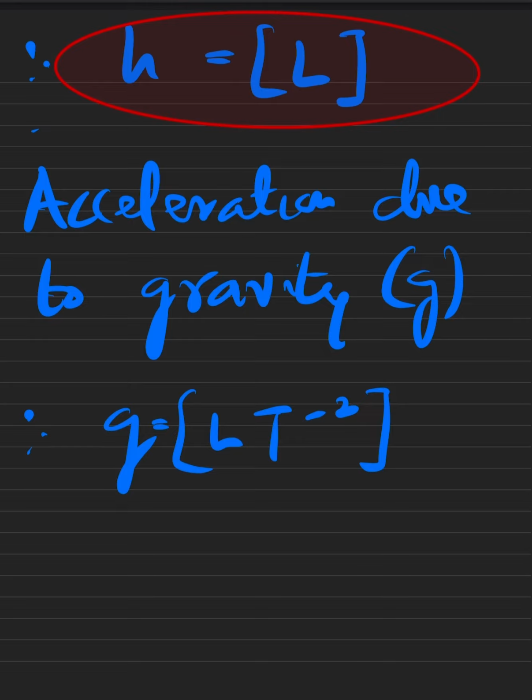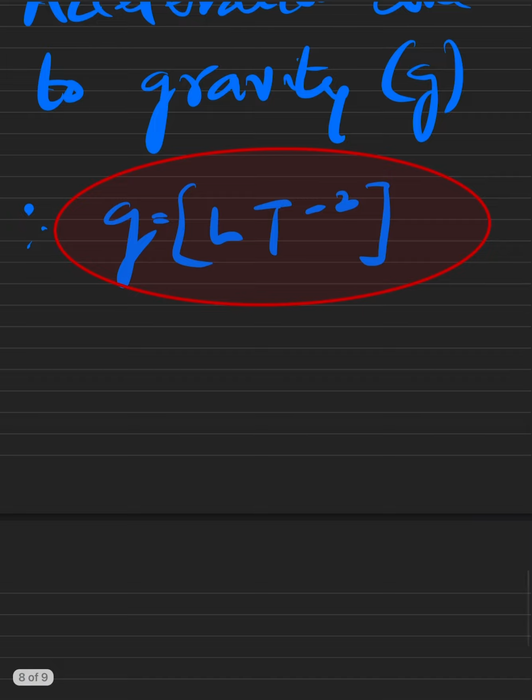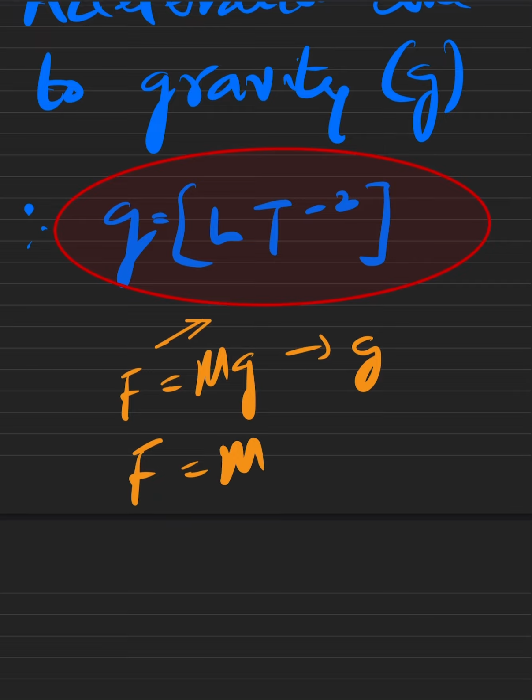You can use several means to confirm that. One way to confirm this is if you say F equals to mg, then from here you can find the g. If you say F equals to ma, you will be able to find the a, which we can now take as g as well, right? So whichever one you are looking for, you will be able to get your answer as LT minus 2.